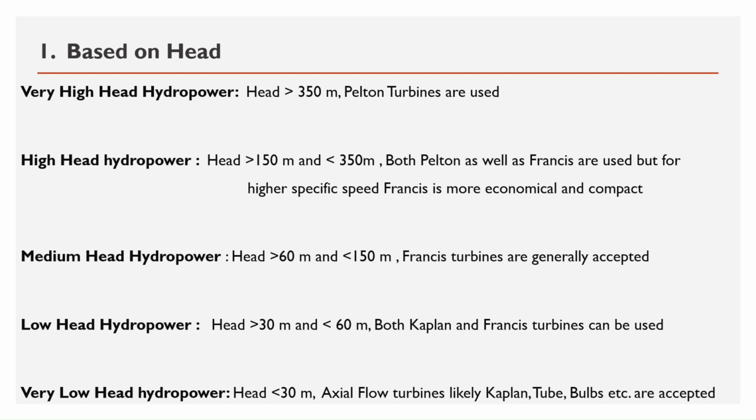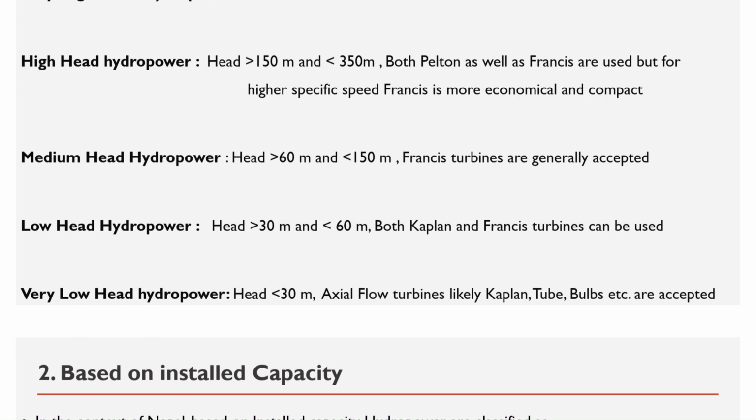Very low head hydropower, head less than 30 meters: axial flow turbines, likely Kaplan, tube, bulb etc. are accepted. 2. Based on installed capacity.